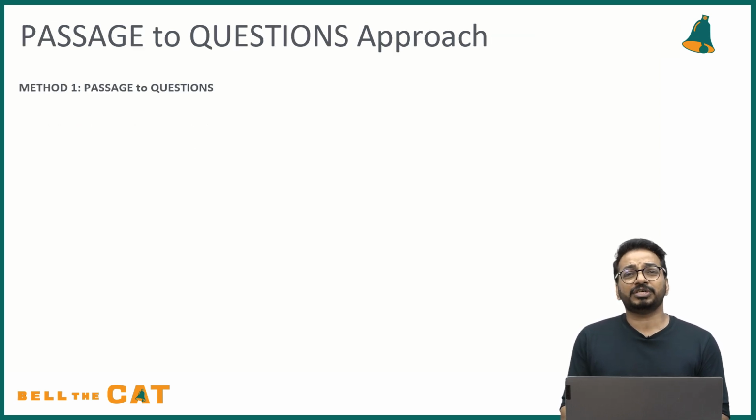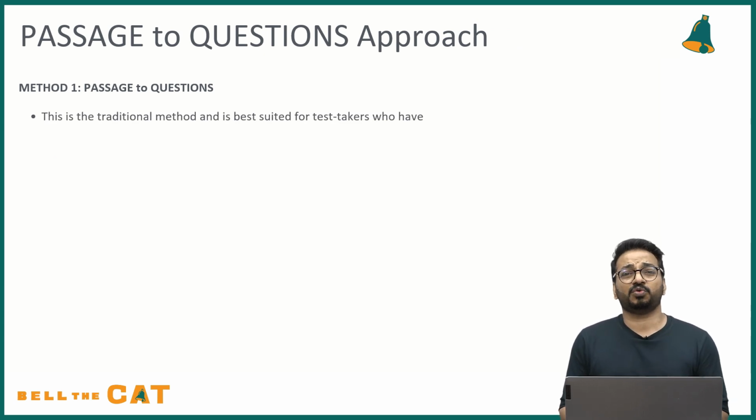Passage to questions approach is the most traditional approach. We know it. You read the whole passage from start to end, para by para. Stop after every paragraph, understand what the argument is, stop after the passage. We discussed all of this in the 5 pauses technique video, right? And then you solve the questions one by one.